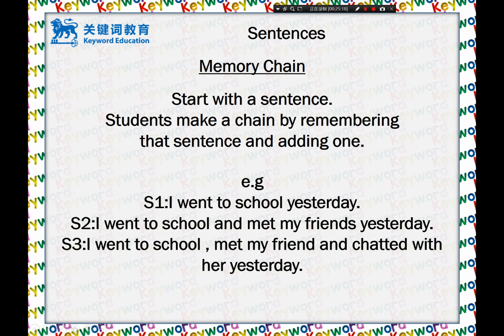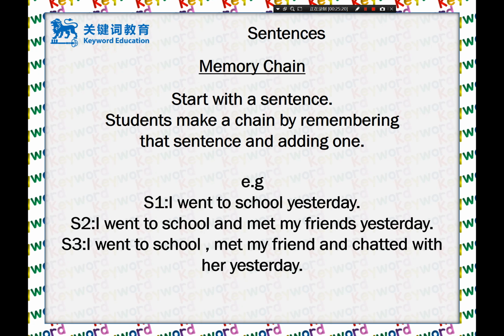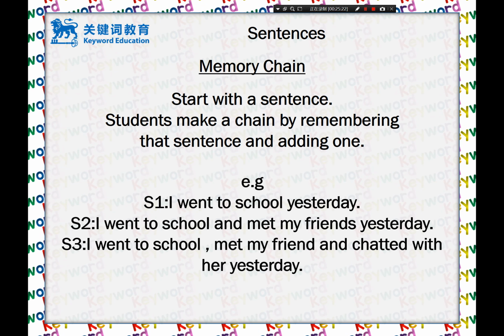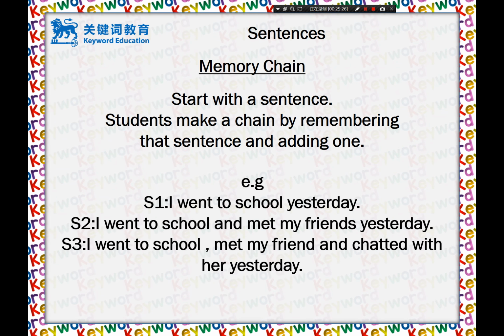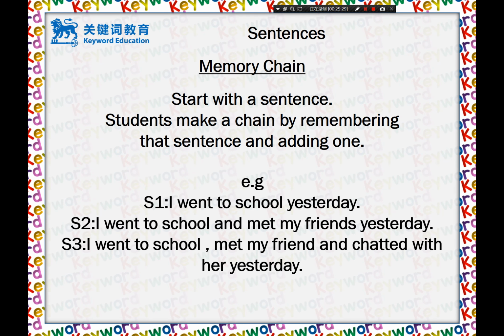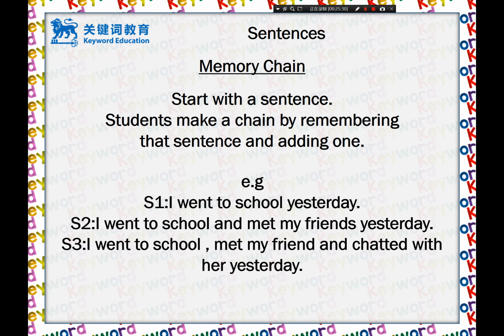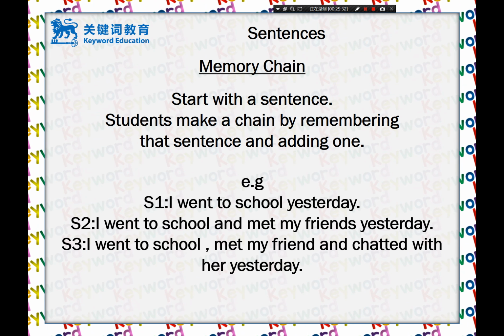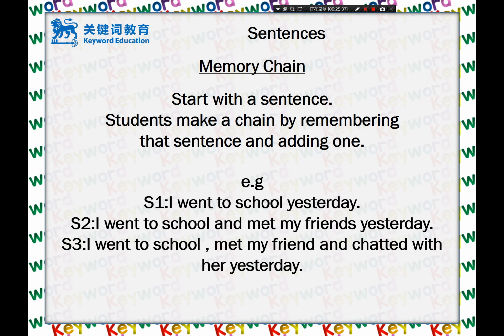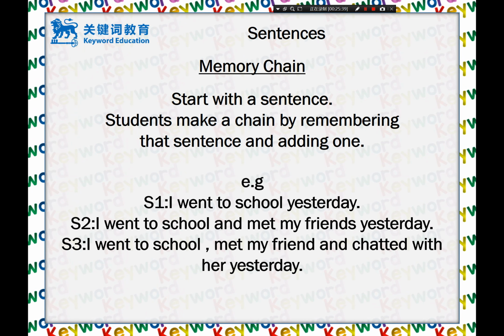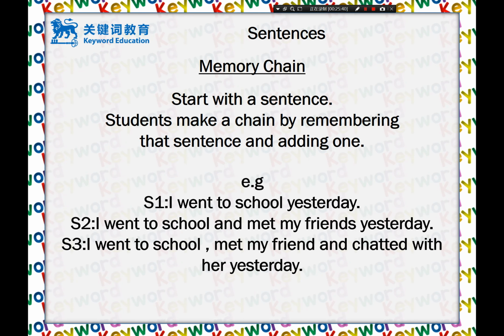Memory chain. This is very good for you to practice categories, if you want them to practice all the things they can do. So they will say, I went to school yesterday. I went to school and met my friends yesterday. The next one has to remember what the first two said and make the sentence longer and longer, until the last one who forgets.